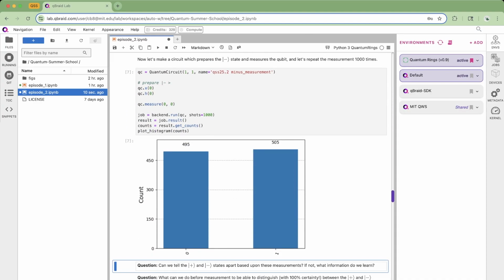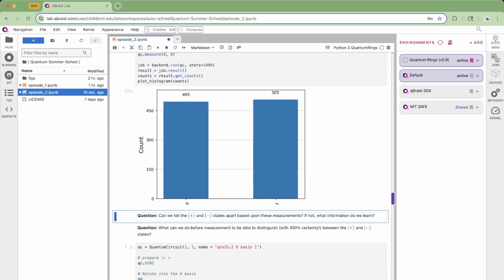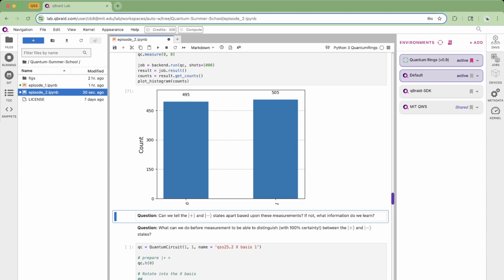And here we get 495 counts of 0 and 505 counts of 1. So the question is, can we tell the plus and minus states apart based on these measurements? The answer is no, we can't really tell them apart. But what information did we learn?